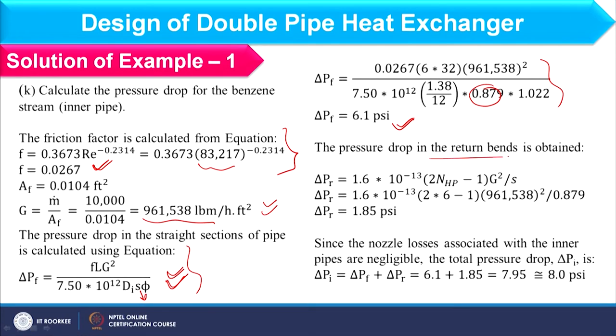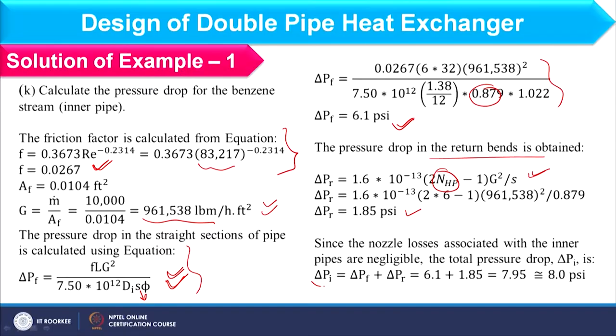Now, for the pressure drop in the return pipe or return bend, we can use this expression because it depends on the number of hairpins, which we computed as 6. You know all the other parameters and you can simply find the pressure drop in the return pipe as 1.85 psi. And the addition of these two will give the total pressure drop in the inner pipe, right. So, here I have a total pressure drop of 8 psi.